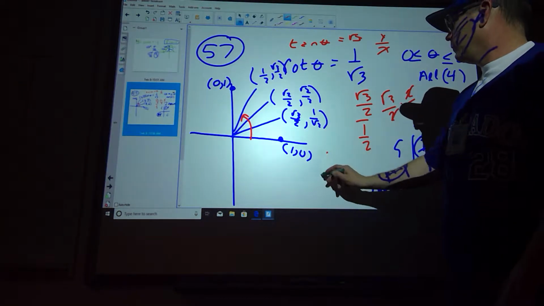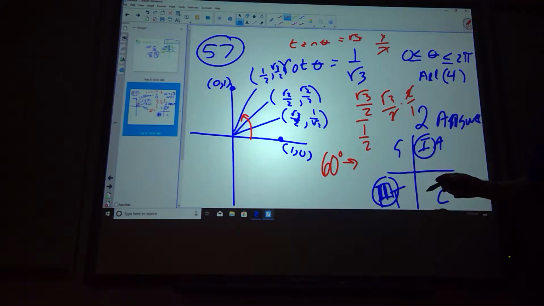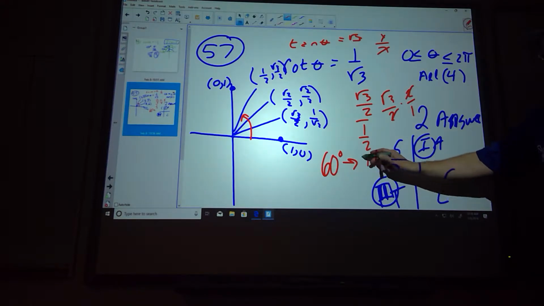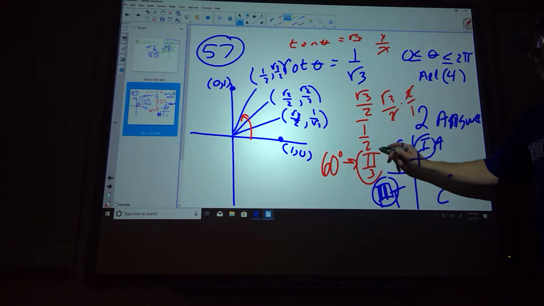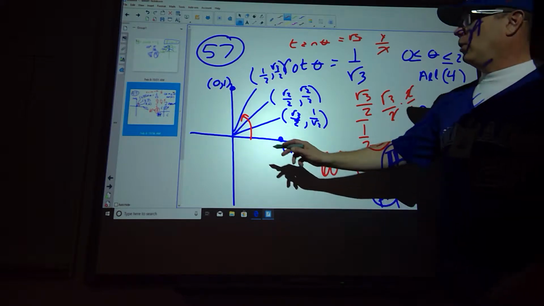That's 60. Okay, and we'll have to take that back to radians. So that should be in radians multiplied by pi over 180. So I get pi over 3. Okay, so that's happening in quadrant 1. Where else did we say this will happen? Quadrant 3. So I need the 60-degree angle down here.